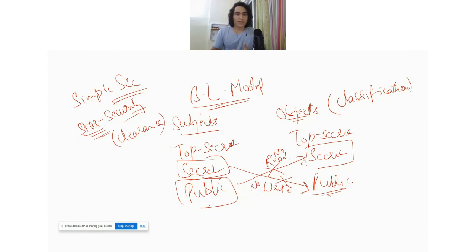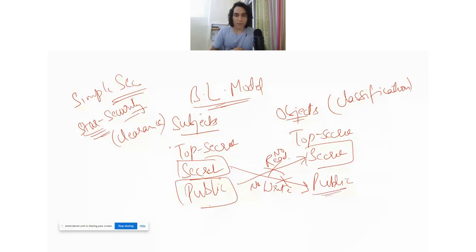Why would somebody at the secret level not be allowed to write to a file of public classification? That is because you want to avoid a situation where somebody with secret information can write some of that secret information to a public file. You want to avoid those kinds of mistakes, maybe deliberate, or maybe a genuine mistake. So that is called no write down.